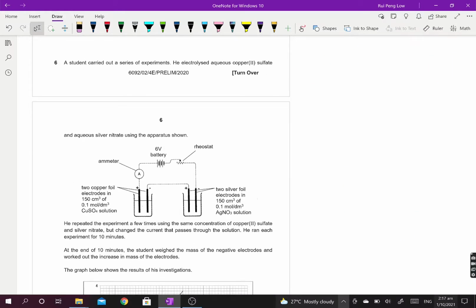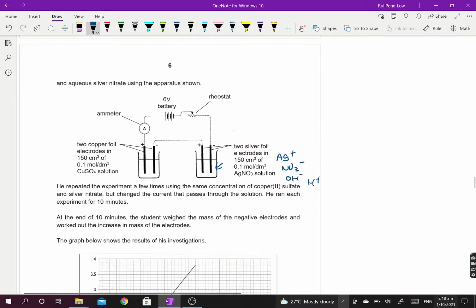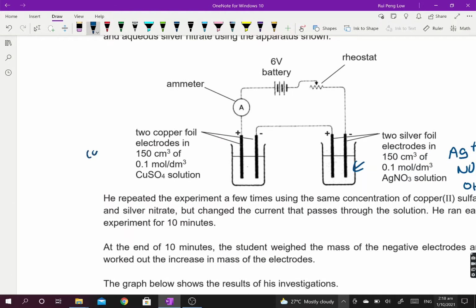Alright, question 6 is on electrolysis. So for electrolysis, you have positive, negative. Let's take a look at what happens here. In this case, let's take a look at the electrolytes. The electrolyte contains silver ions, nitrate ions, OH minus ions, and H plus ions. Over on the other side, because it's a solution, you have your copper 2 plus ions, sulfate ions, H plus ions, and OH minus ions.